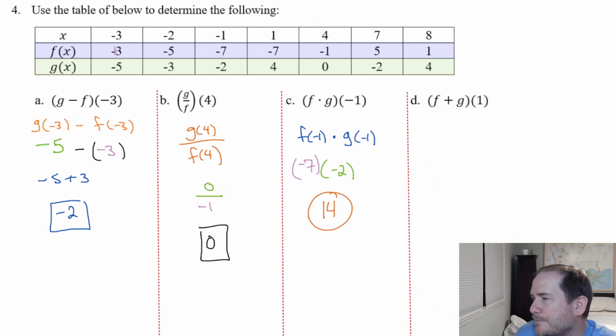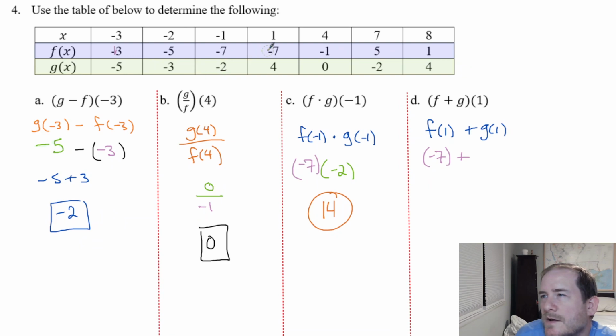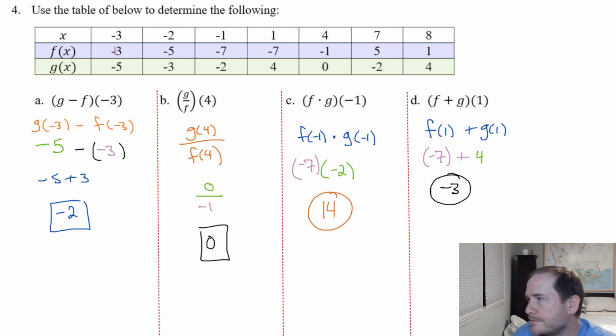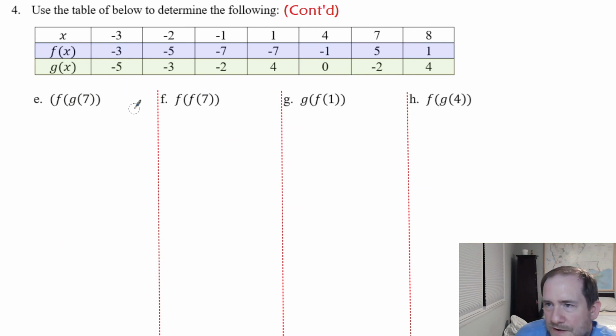Okay, this one, I need f of 1 plus g of 1. And if f is the periwinkle colored function, then f of 1 is giving -7. And g being the green one is giving 4. And if you add those up, then you're going to get -3. Those are straightforward, in my humble opinion. Now we've got some compositions going on, so maybe this is less straightforward. Let's find out.